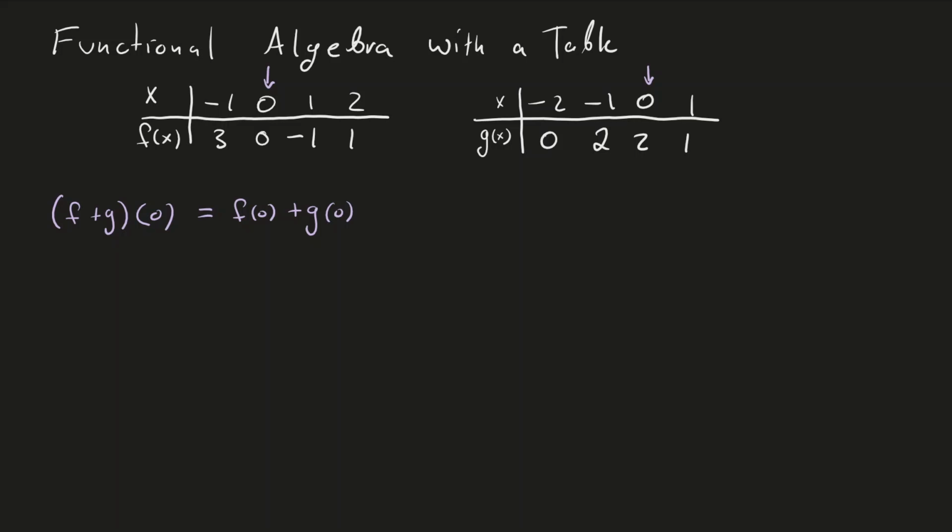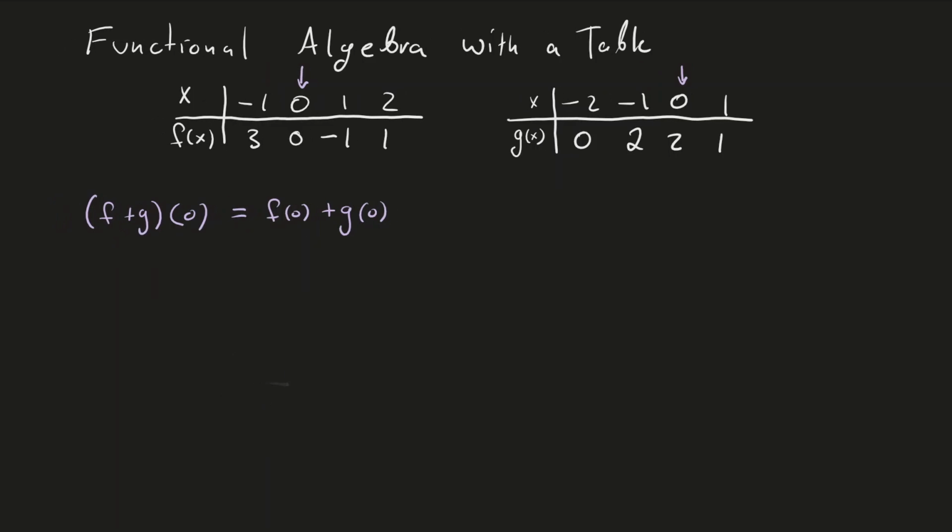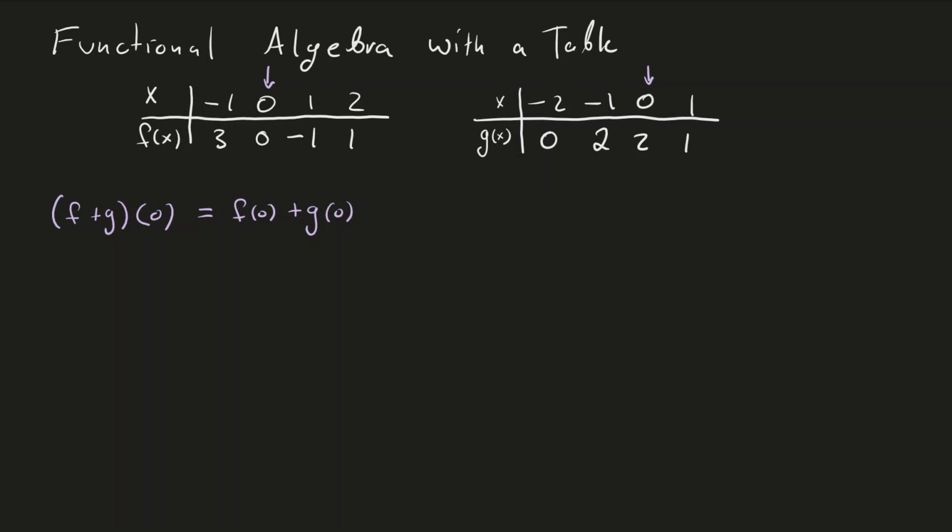So the top row here is the input values of x. And the input value of x here is 0 for each function. Then, for each function, I go to the outputs 0 and 2. So at 0 for f, we get the output of 0, and for 0 for g, we get the output of 2. So this is equal to 0 plus 2, where this 0 is the output there, and this 2 is the output there. So f plus g of 0 is equal to the value 2.